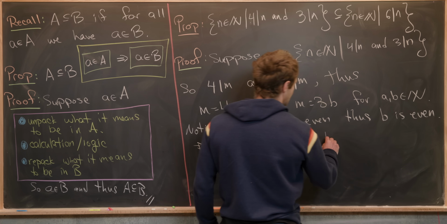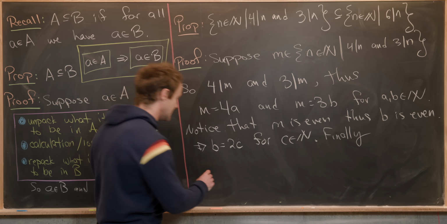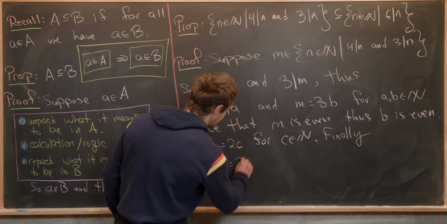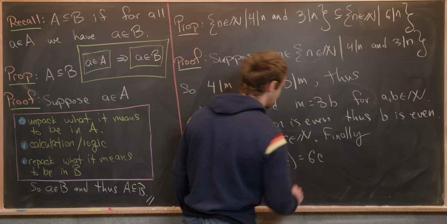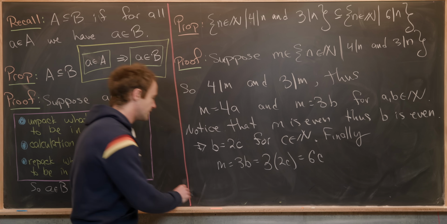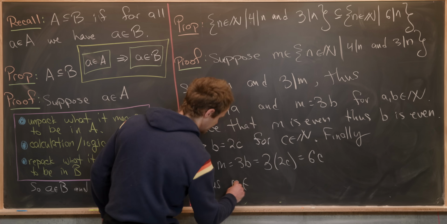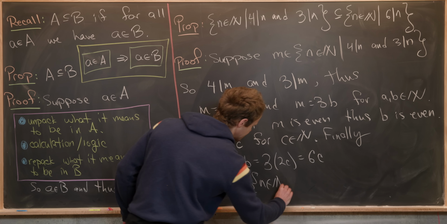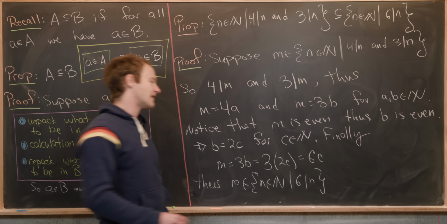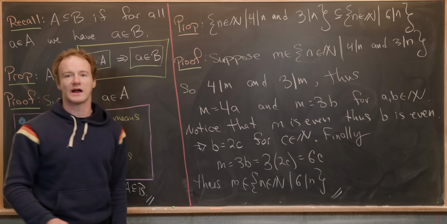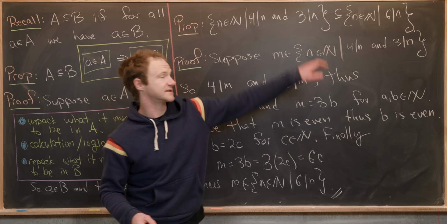Great. Now we're ready to finalize our calculation. So maybe we'd say something like, finally, m equals 3b, which equals 3 times 2c, which equals 6 times c. Thus, m is in this other set. So it's in the set of natural numbers that are divisible by 6. That finishes our proof. So I'll just write down that that finishes our proof, but maybe you would want to finish that off with the phrase that this is a subset of that.